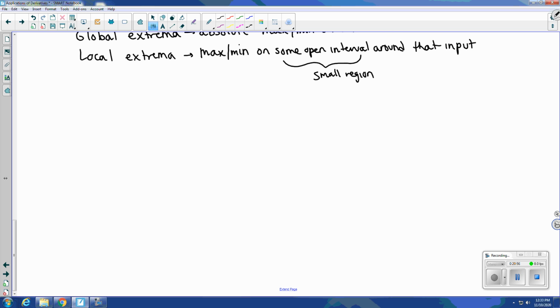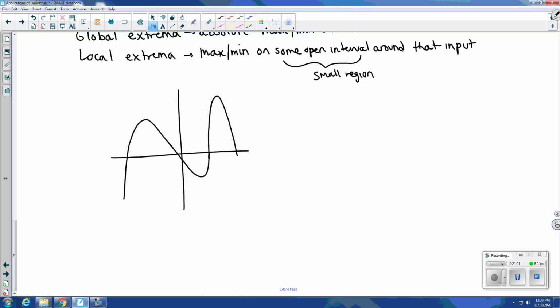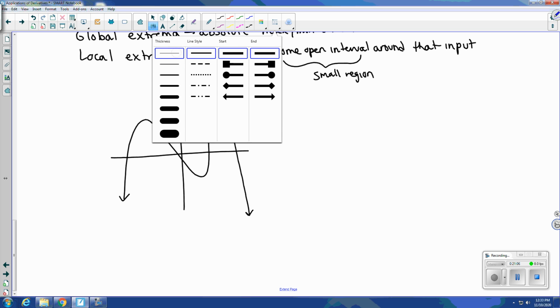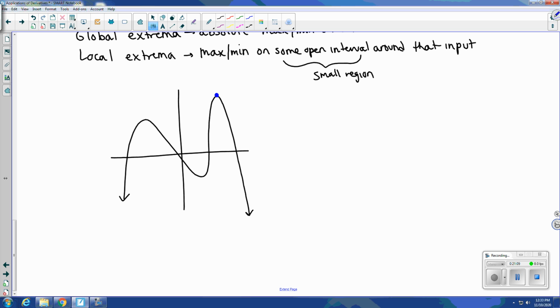So just a quick visual. This point here is the absolute or global max because it's the highest point on the entire domain. Here we just have a local min because it's not the lowest point. Those arrows indicate it goes down forever. So this is just a local min. And this would just be a local max. It's the highest point in this little region here.